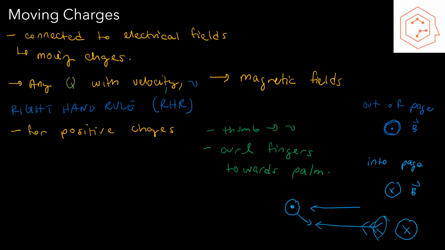Now another example of moving charges is current, and more specifically conventional current. So we're imagining positive moving charges, because of course current is moving electrons, but when we talk about conventional current, we're talking about positive moving charges. So in the same way that we have a magnetic field that comes out of the page, we can also have current that comes out of the page, and it's also represented by a dot.